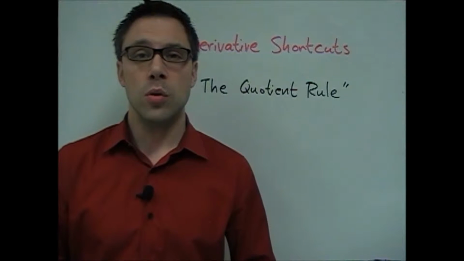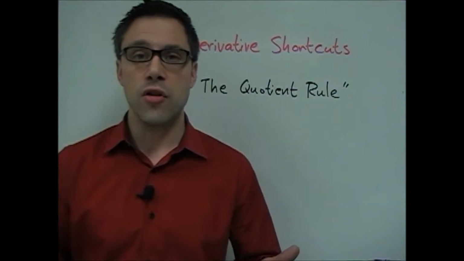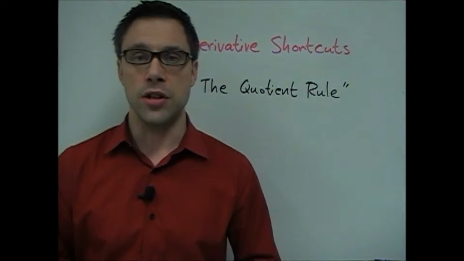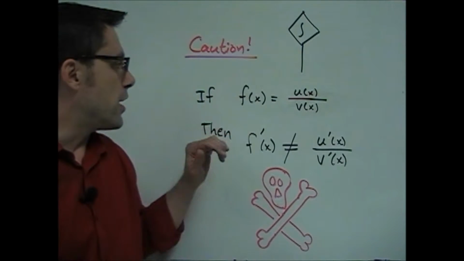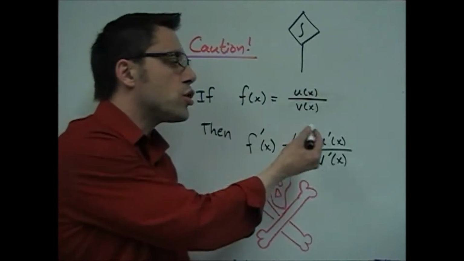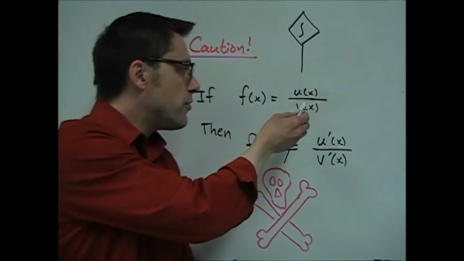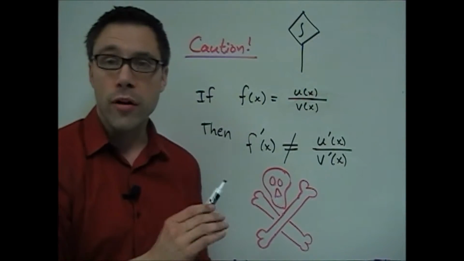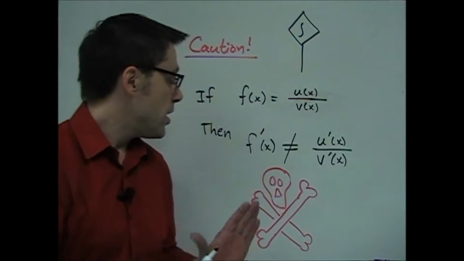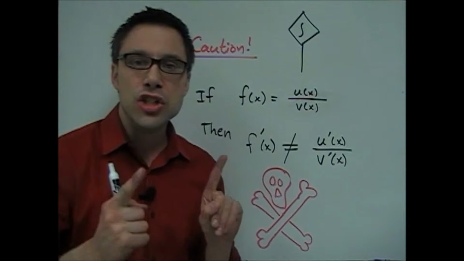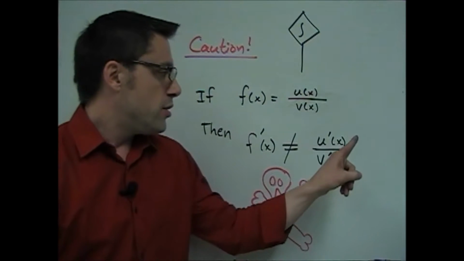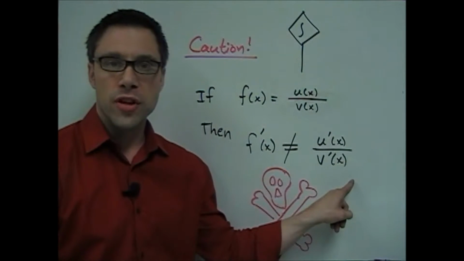In this video, we'll discuss the quotient rule, another shortcut rule for differentiation. First, caution. Curvy road ahead. If f is defined as the quotient of two functions, u of x over v of x, where v of x is non-zero, then the derivative of that quotient is absolutely not the quotient of the derivatives. Okay?